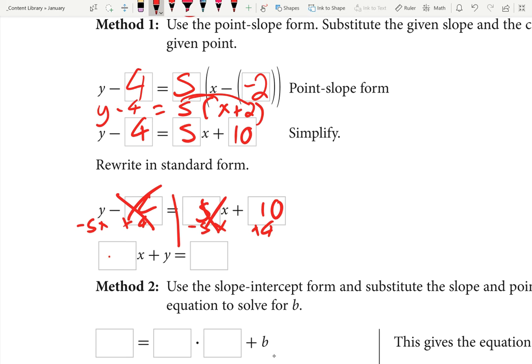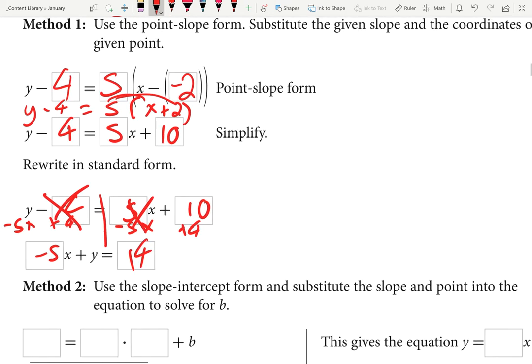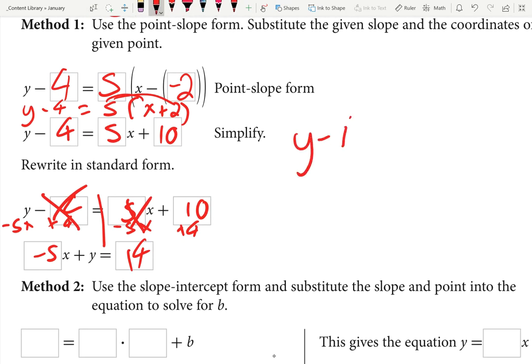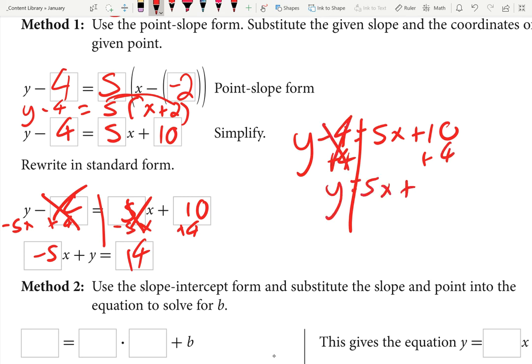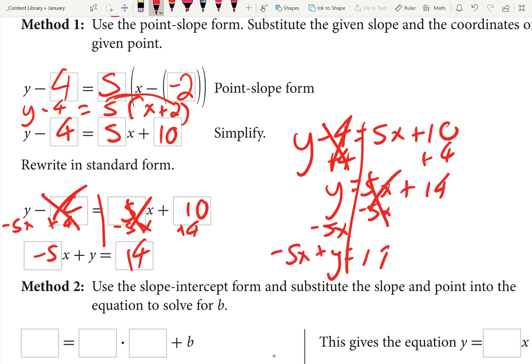Ultimately, though, this ends up being a negative 5x plus y equal to 14. Here's how I would have written it. So we have y minus 4 equals 5x plus 10. I would have moved this 4 first, adding this 4 over here, and having y equal to 5x plus 14, because 10 plus 4 makes 14, and then just move this 5x. Rather than doing them at the same time, I do them separately. So since it's positive 5x, subtract 5x, and you get that same answer. You get the negative 5x, the positive y equal to 14.